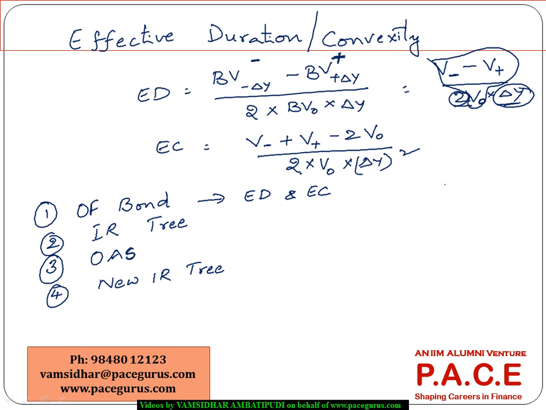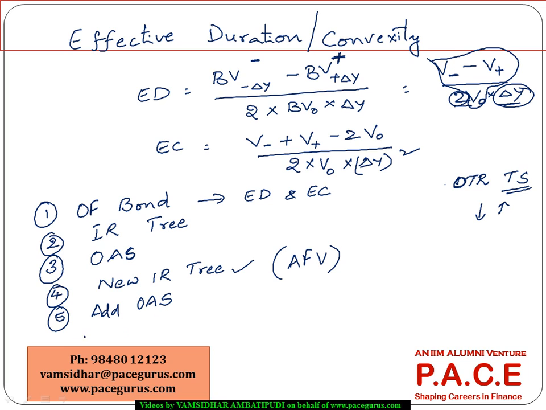And don't do that directly; do it at the on the run treasury securities level. On the run treasury securities level, you either decrease or increase the interest rate, and based on that form the new interest rate tree, again using the arbitrage free valuation process. And using this new interest rate tree, add the OAS to each of the nodes, and based on that find the value of the callable or the puttable bond.